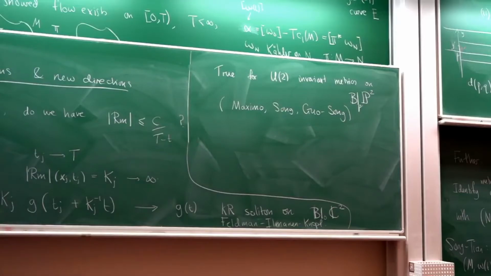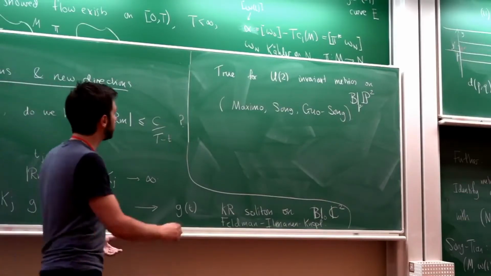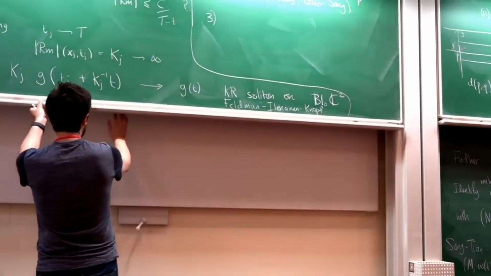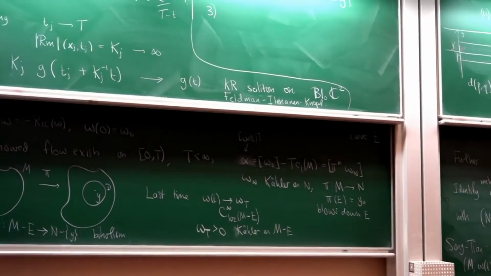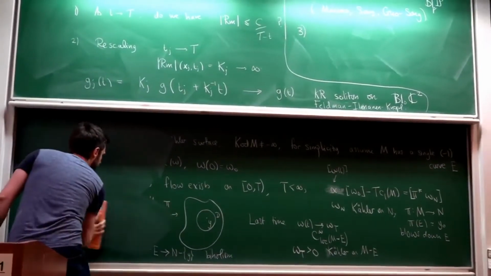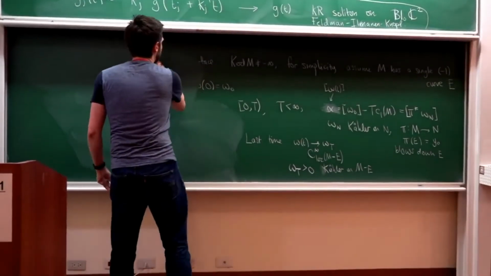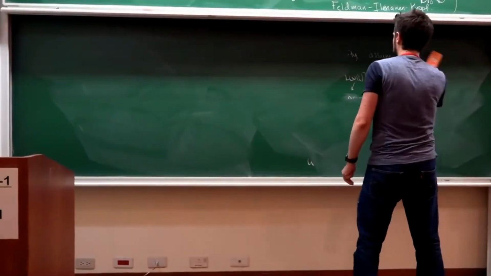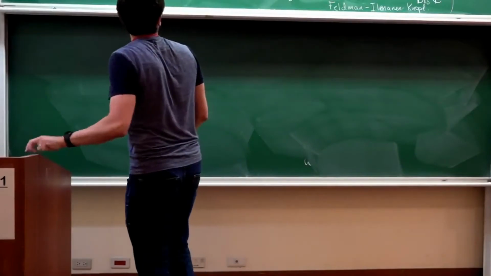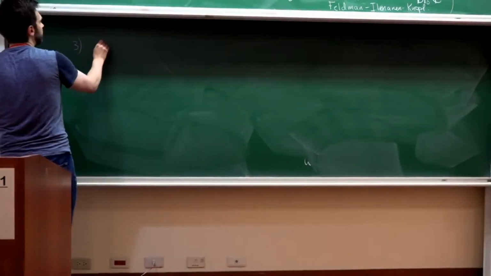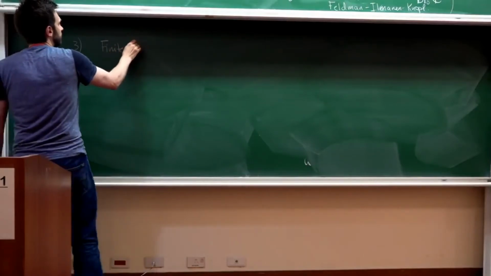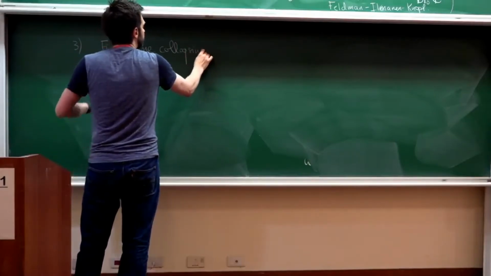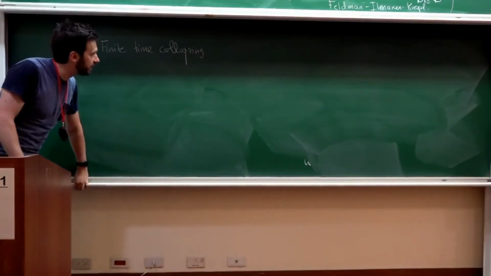Okay. Another interesting question, number 3, is about finite time collapsing. It's a very simple question to ask, but it seems to be very hard to answer.